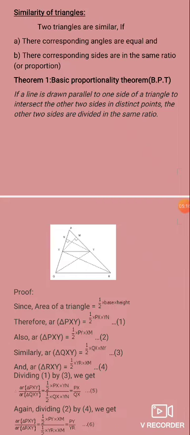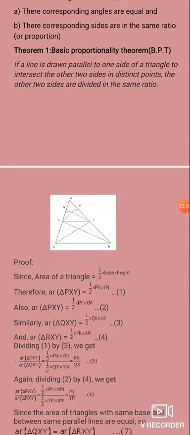Area of triangle PXY by area of triangle QXY is equal to half of PX into YN by half of QX into YN. Now cancel that. We get PX by QX, as YN cancels. Put equation number 5. Again dividing 2 by 4, we get area of triangle PXY by area of triangle RXY is equal to half of PY into XM by half of YR into XM, which is equal to PY by YR. Put equation number 6.